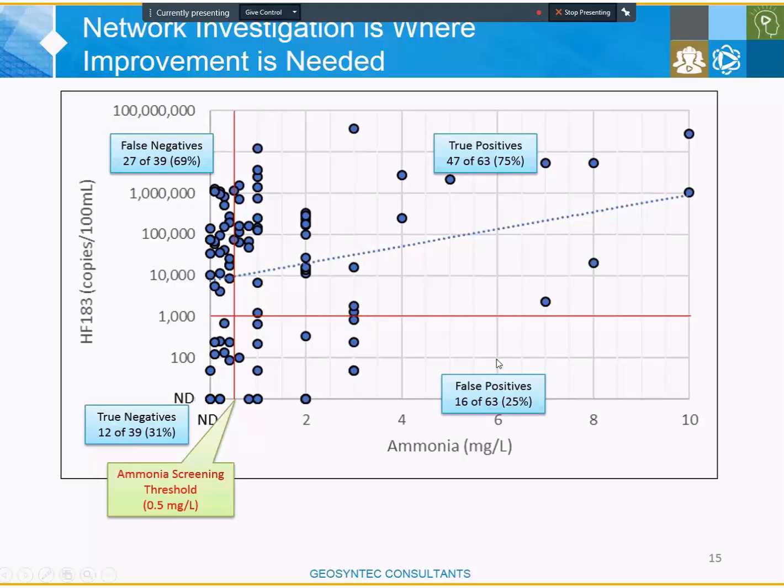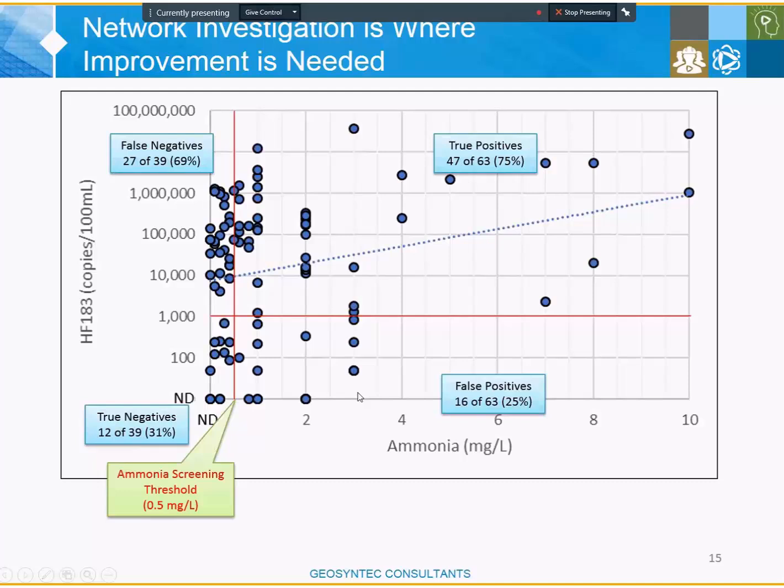Well, they have true positive 75% of the time, false positive 25%. Okay, not horrible. Still, it's better than a coin flip. But false negatives are almost 70% of the time. It's just too insensitive. So on the bottom end, ammonia is too insensitive, and on the top end, it's not sufficiently specific. It has false positives a quarter of the time.